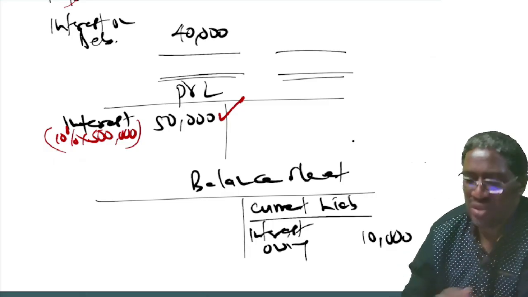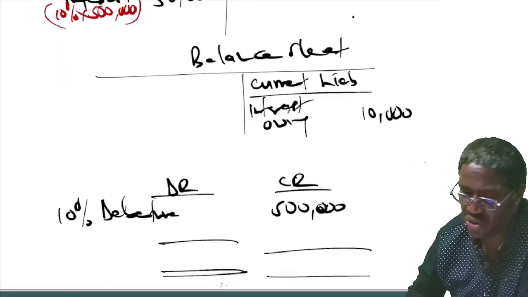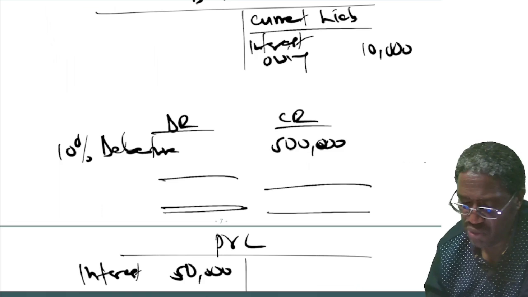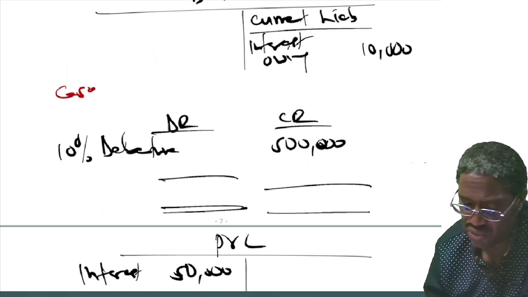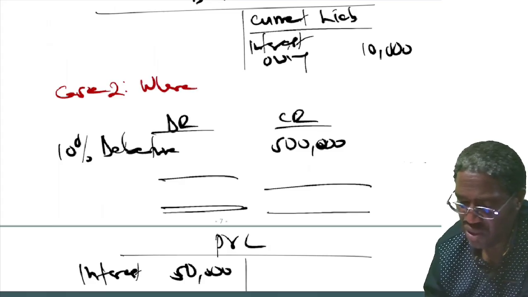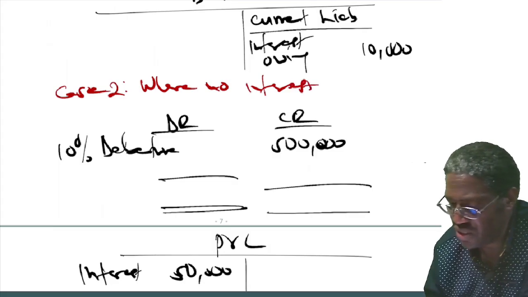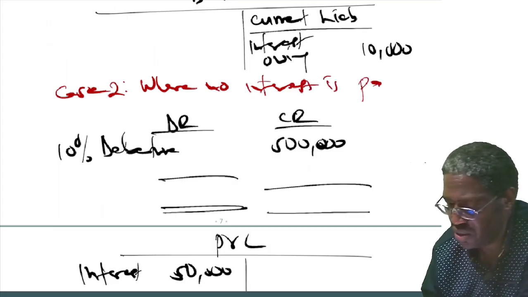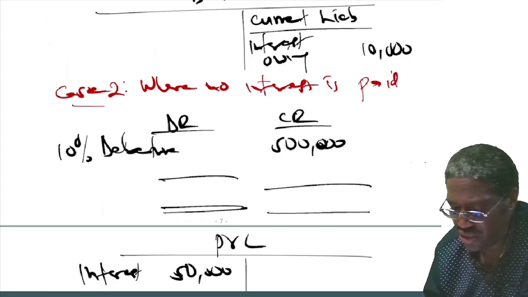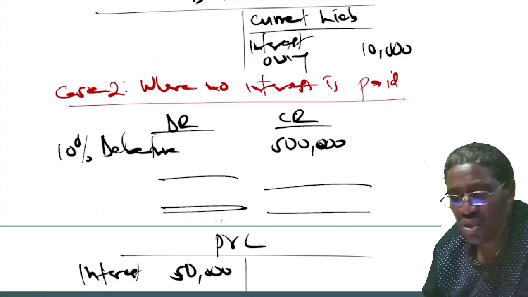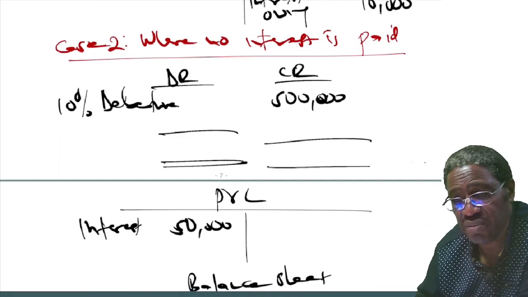Good. Thank you. Now let's go to case 2. Show again like you are preparing a trial balance. But before you prepare it, call it case 2, where no interest is paid. Show it as case 2, where no interest is paid.